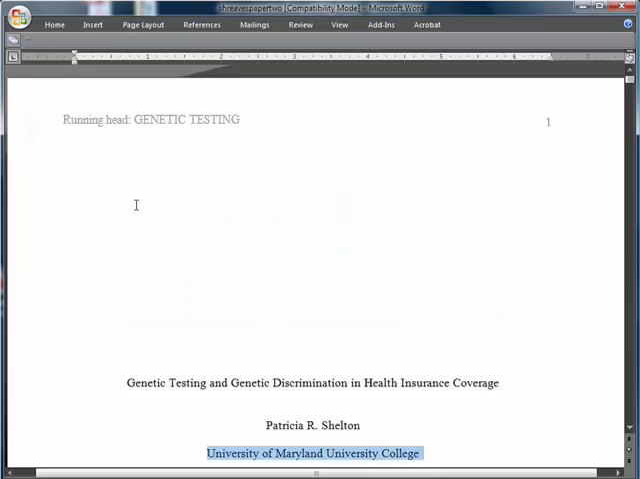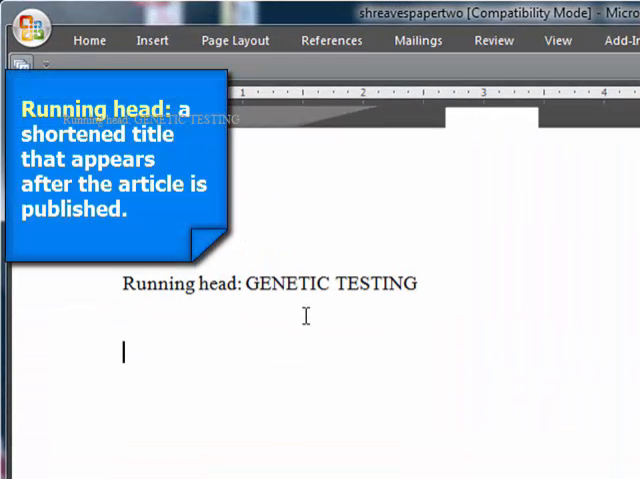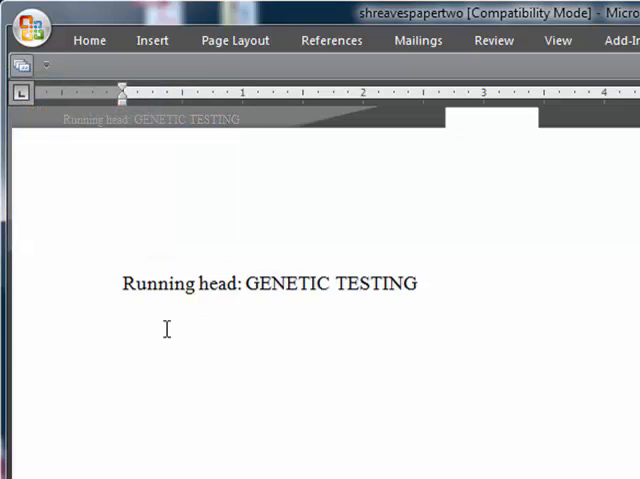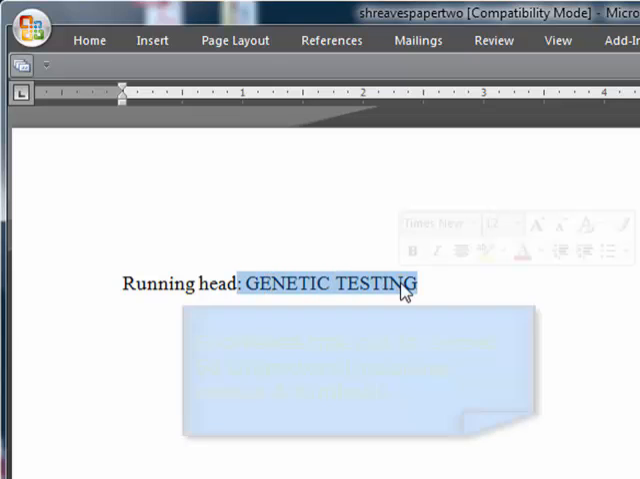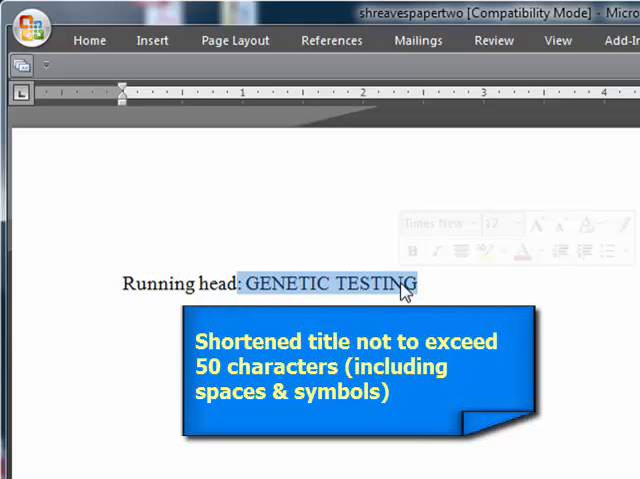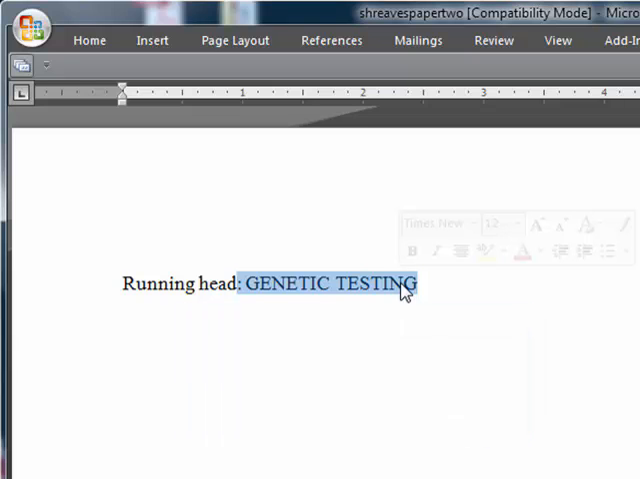Next, let's look at the running head, which is unique to APA. The running head in APA refers to the shortened title that will appear in the journal or magazine after it is published. The running head consists of the word running, followed by the word head, followed by a colon. Please notice that the word head is not capitalized in APA. There is 1 space after the colon, and then you are to give a shortened title not to exceed 50 characters, including spaces and any symbols that may be in that shortened title.